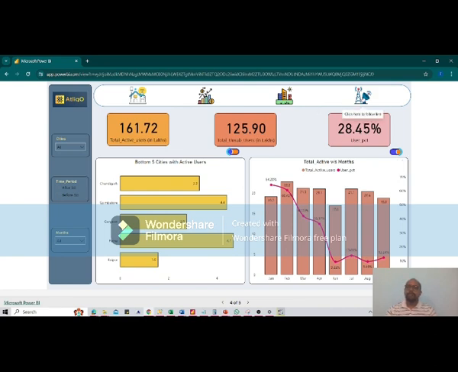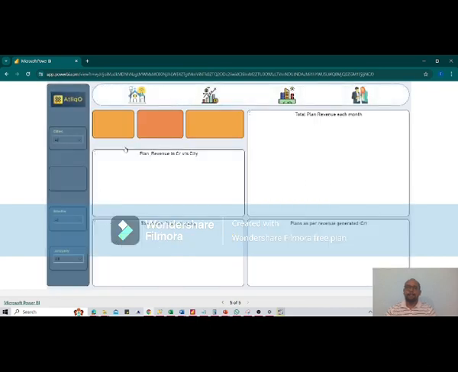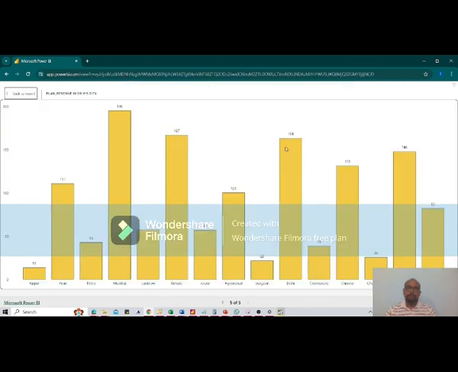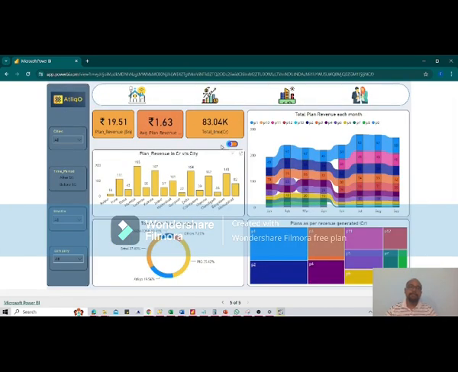Now let's jump on to plan and market analysis. Here we can see the key metrics: plan revenue standing at $19.51 billion. The total market value is at 83.04 thousand crores, which is quite a significant market share, right? The plan revenue can be seen here. This is the plan revenue, and of course the top performing cities will be providing the highest revenue, right? So Mumbai, Kolkata, Delhi, Bangalore, these are the cities with the highest revenue.